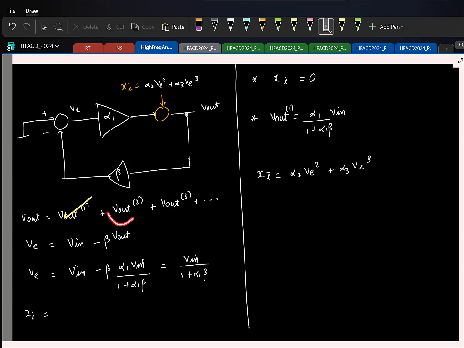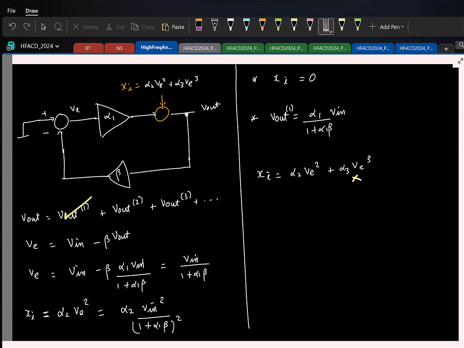Now my goal is to find the second order nonlinear term, right? In these two, which term will give me the second order nonlinear term? V square. So to find V out 2, I have to consider only V square. Simple. So my xi right now I'll make equal to alpha 2 V square, which means it's alpha 2 V in square by 1 plus alpha 1 beta whole square. This is my VE. This is alpha 2 V square. I'm not considering the other term because right now I want to find only the second order nonlinear term. We'll go step by step. So as of now, it's ignored.